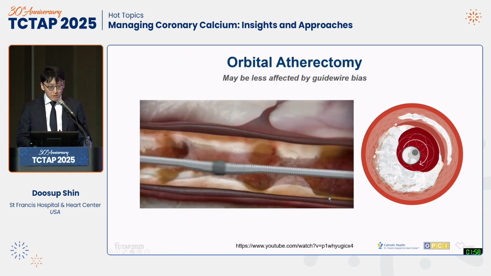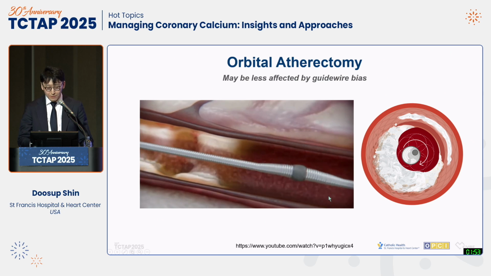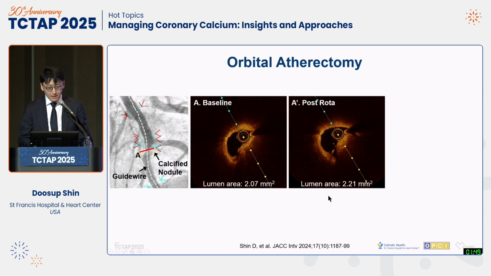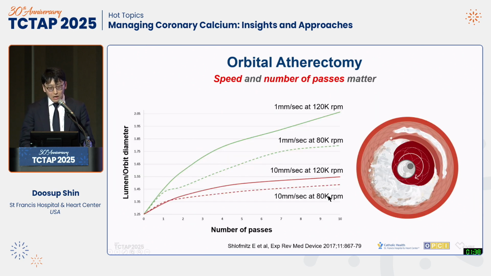Perhaps orbital atherectomy, because of this eccentrically mounted burr, may have some benefit and be less affected by guide wire bias. In fact, in this case, we did rotational atherectomy first, but we didn't really achieve any debulking of this calcified nodule. But after orbital atherectomy, we were able to really debulk it. However, orbital atherectomy is also sensitive to the speed and number of passes.